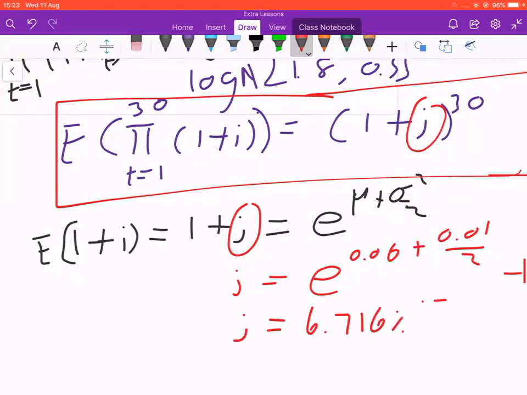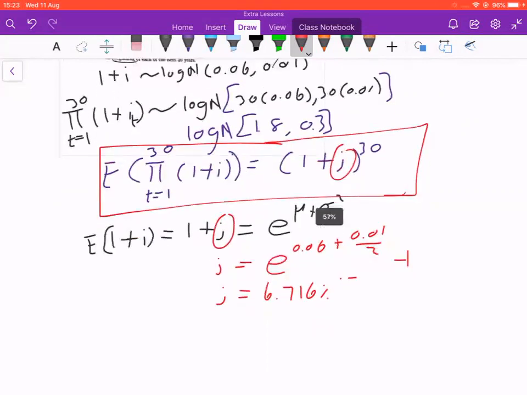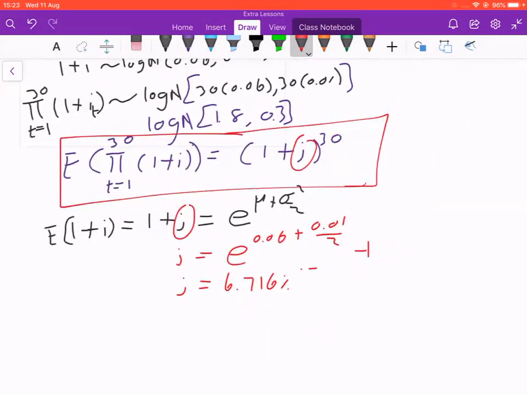I hope this makes sense. Do you have any questions on finding your J? By the way, J is going to be equal to I. So J is the expectation of I.